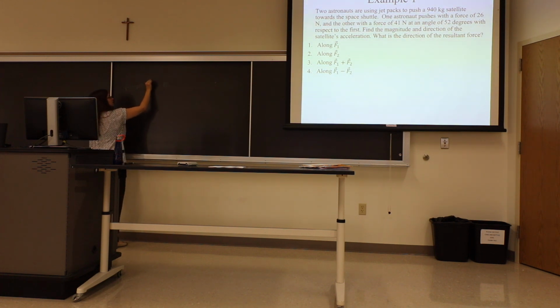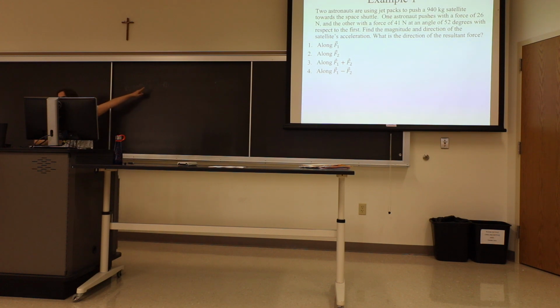This is 52 degrees, right? So this angle is 52 degrees, that angle is 52 degrees. Right? We have two lines crossing each other. Okay, so we got a good picture. And now I want to know, what is the resultant push? Right, so what direction do they push together?